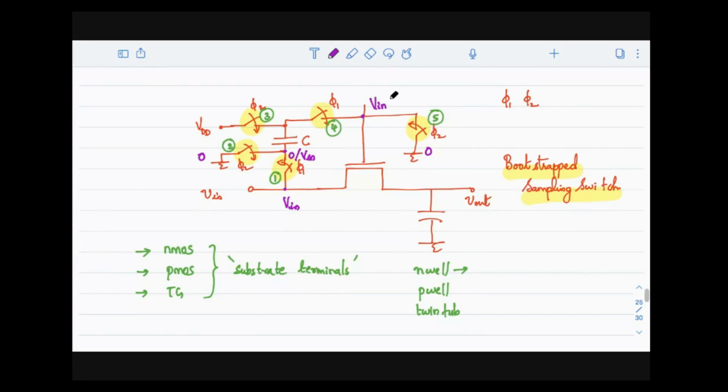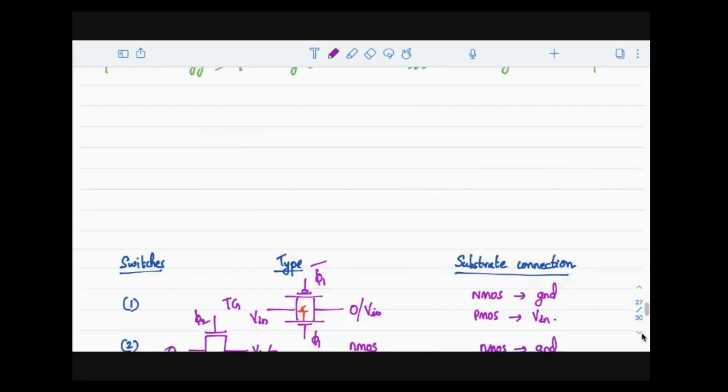Here it will be V in plus VDD. This is what I want to pass. That will be the voltage there, right? It will be VDD plus V in only. But now, since the voltage I want to equalize here is 0, the most appropriate choice for that will definitely be an NMOS. I don't think you will disagree with me in that.